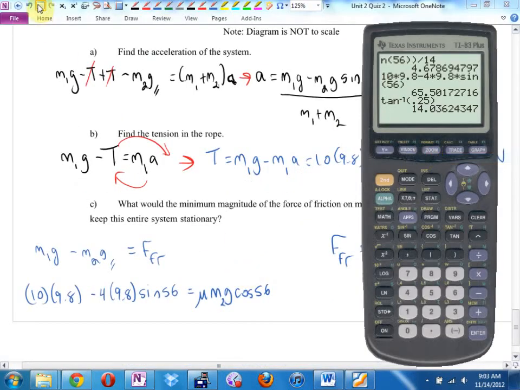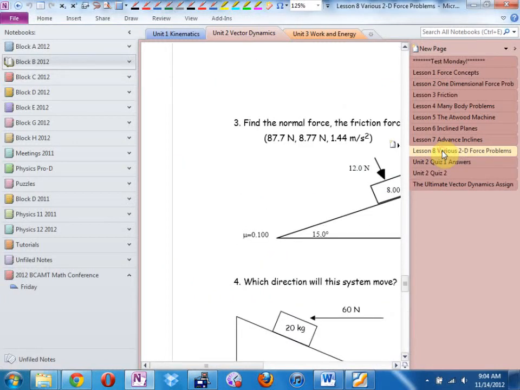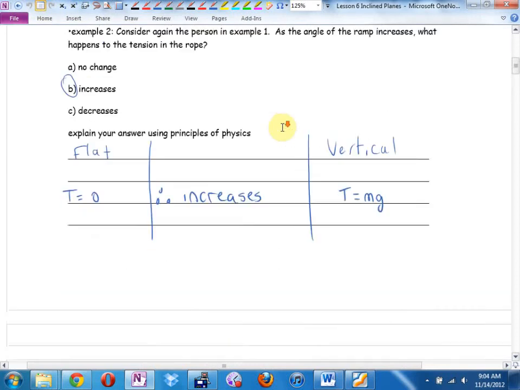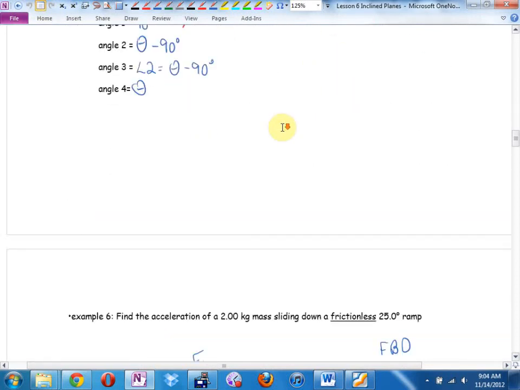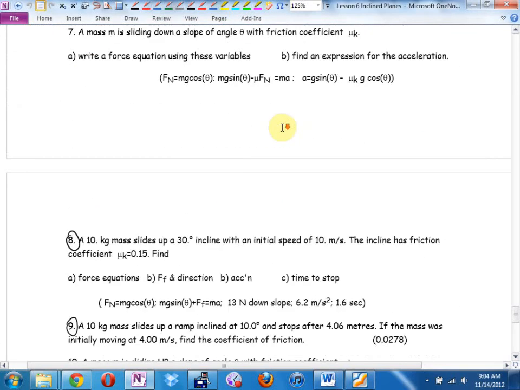So officially we are done the unit. However, I will say questions. So I had somebody who just wanted to throw a question from way back on inclined planes. I don't mind. Which one, sir? Number 9. Number 9. 10 kilogram mass slides over around 10 degrees.